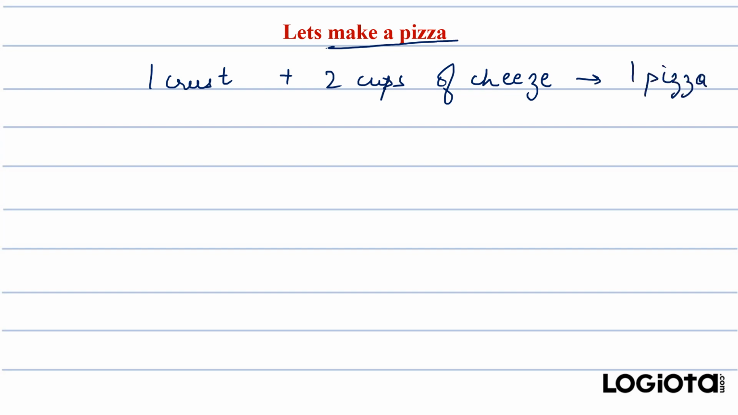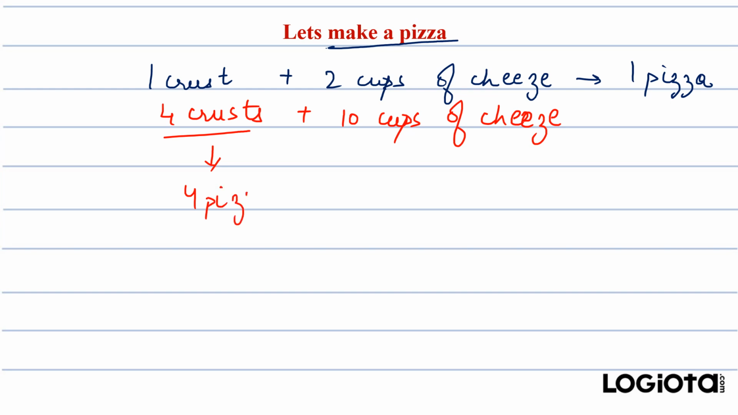Okay? And you're having a party. Okay, and you have 4 crusts plus 10 cups of cheese. So how many pizzas can you make out of this? So let's see. From 4 crusts, actually you can make 4 pizzas, right? Because you need 1 crust for 1 pizza. And from 10 cups of cheese, you can make 5 pizzas, right? Because 1 pizza needs 2 cups of cheese.